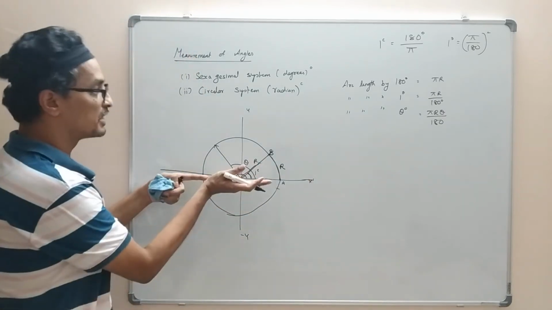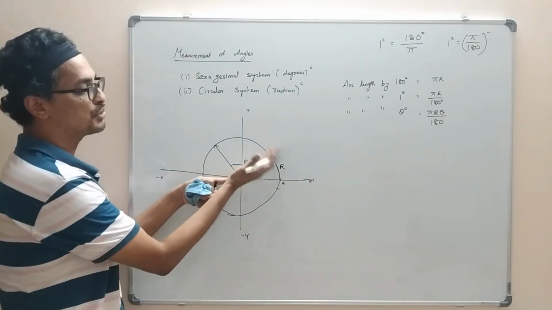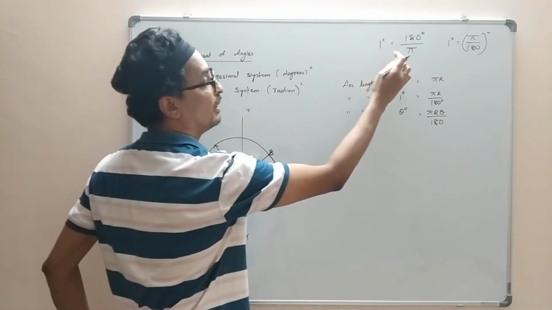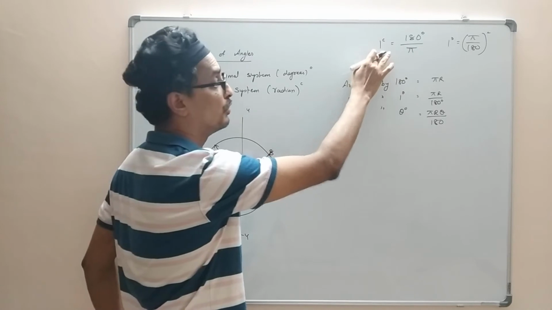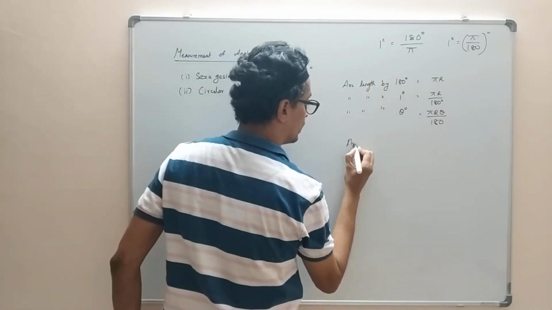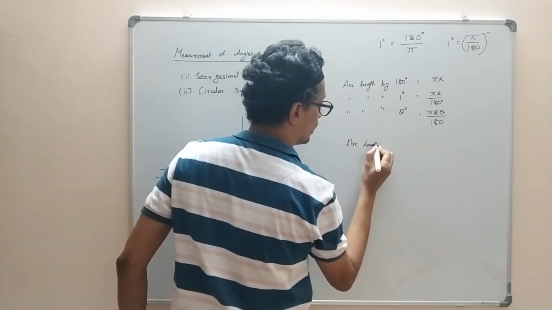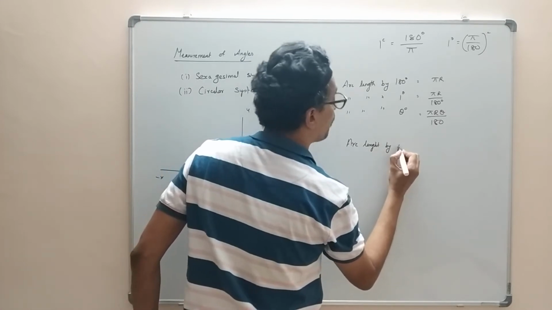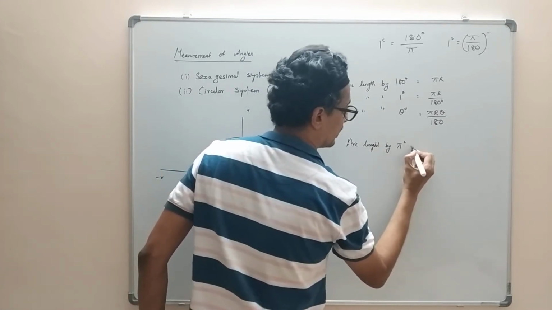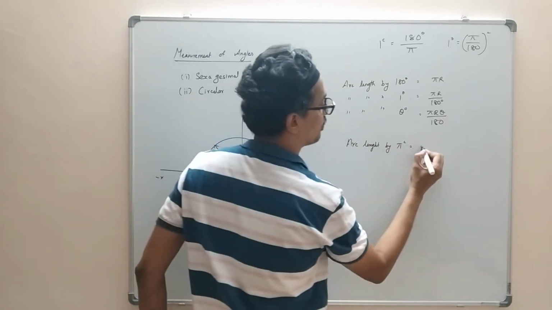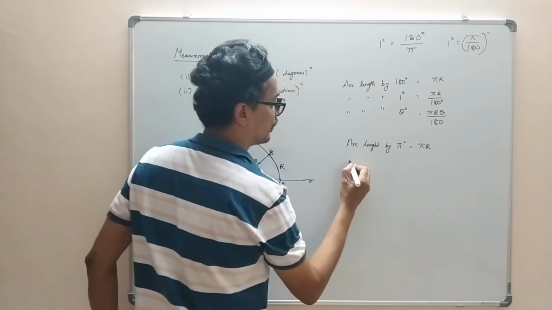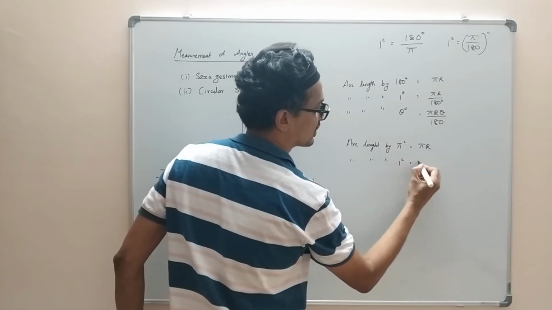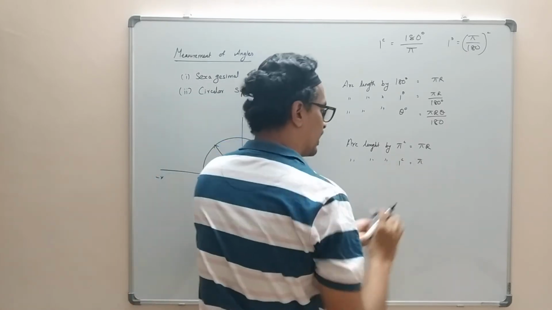So in a circular system, 180 degree corresponds to pi radian, right? Arc length for pi radian is equal to how much? Pi r, right? So the arc length for 1 radian is equal to how much? Pi r by pi, that is equal to r.